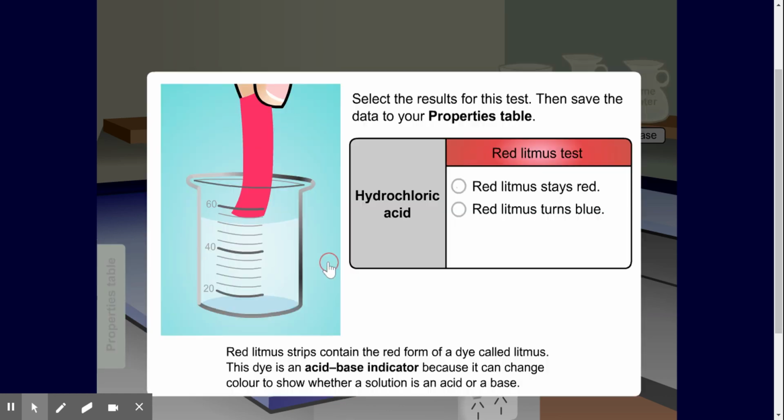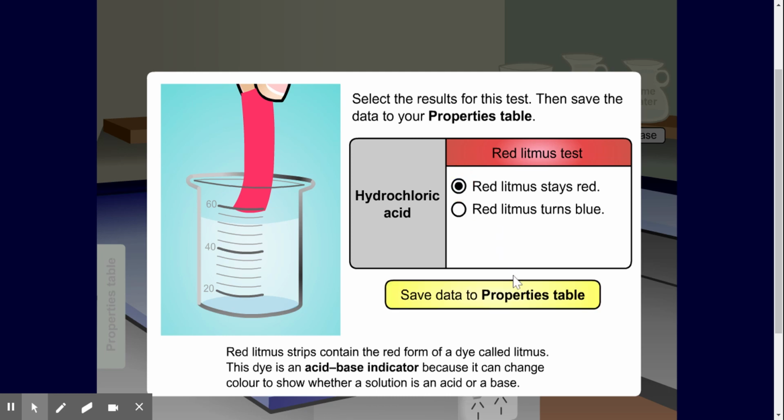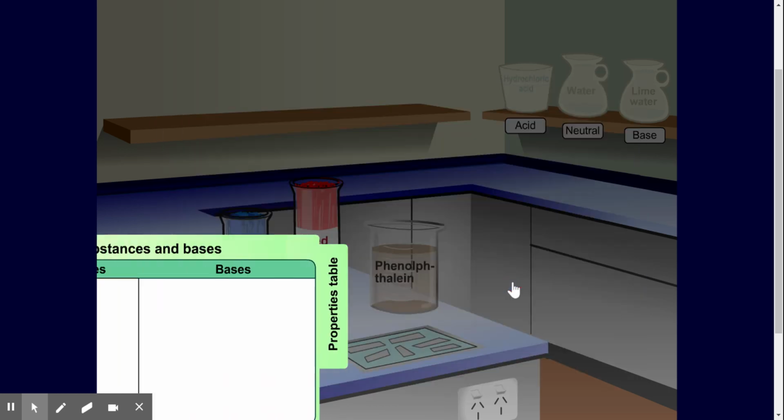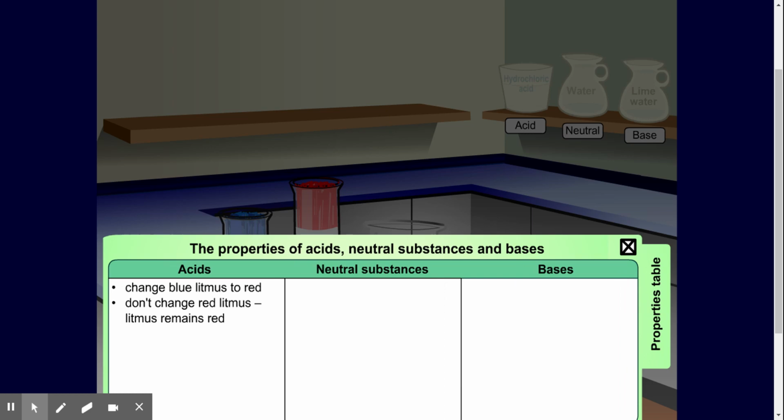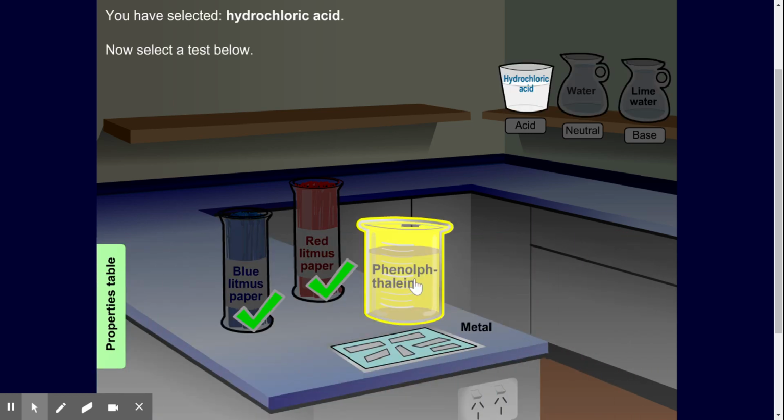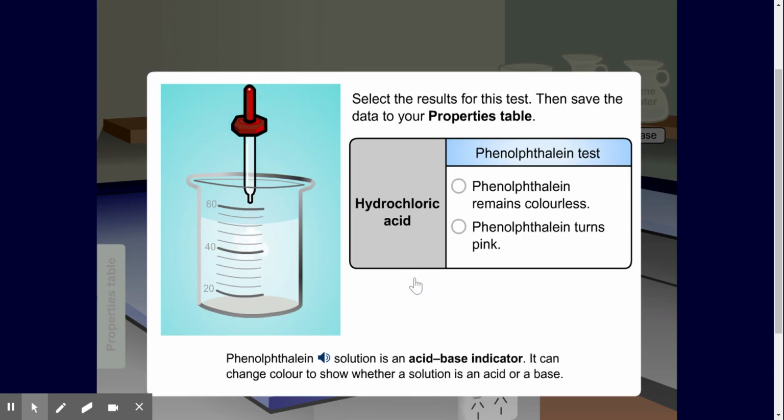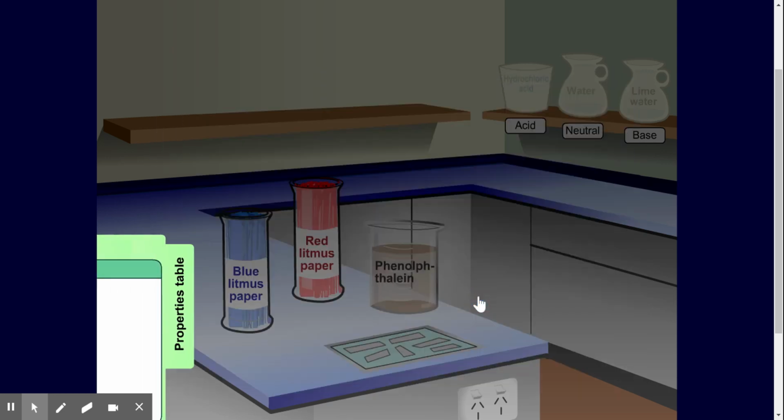Next, we're going to test red litmus paper. The red litmus paper stays red. You should fill that in on your table. Next, we're going to test phenolphthalein. Phenolphthalein is a solution which is an acid-base indicator. It can change color. In this instance, we put it in hydrochloric acid, and it stayed colorless.